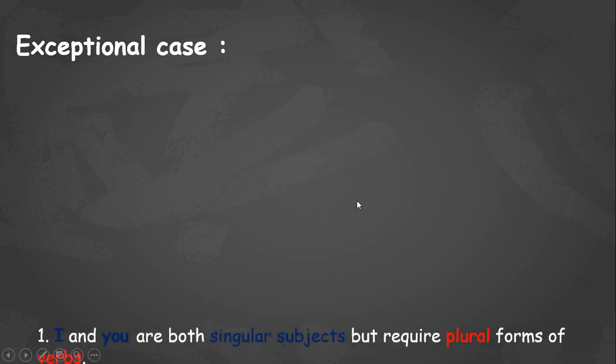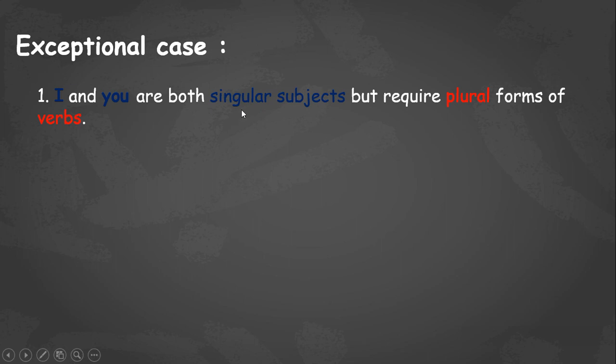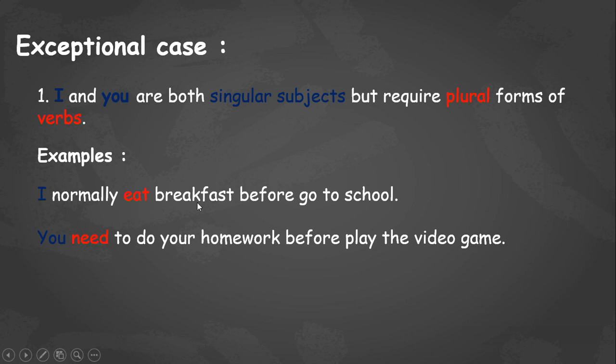However, there are 2 exceptional cases. The first one. I and you are both singular subjects but require plural forms of verbs. For example, I normally eat breakfast before going to school. You need to do your homework before playing the video games. So, if you can see here, usually if the subject is singular, we need to add s to the verb. But here, for I and you, we don't have to add s because I and you are followed by plural verbs. Next.